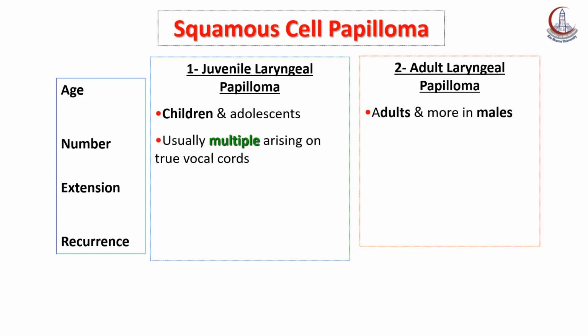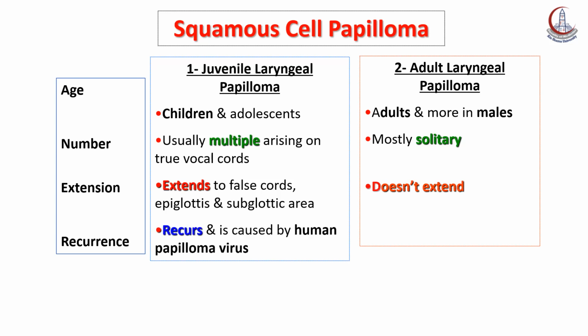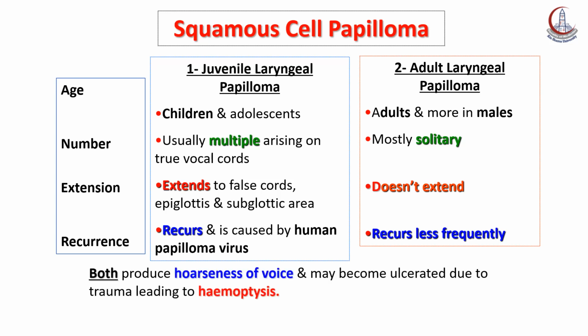The juvenile type is usually multiple, arising from the two vocal cords, while the adult is usually solitary. The juvenile extends to the false cords, epiglottis and subepiglottic area. The adult doesn't extend. The juvenile usually recurs and is caused by human papilloma virus. The adult type recurs less frequently. Both produce hoarseness of voice and may become ulcerated due to trauma, leading to hemoptysis.